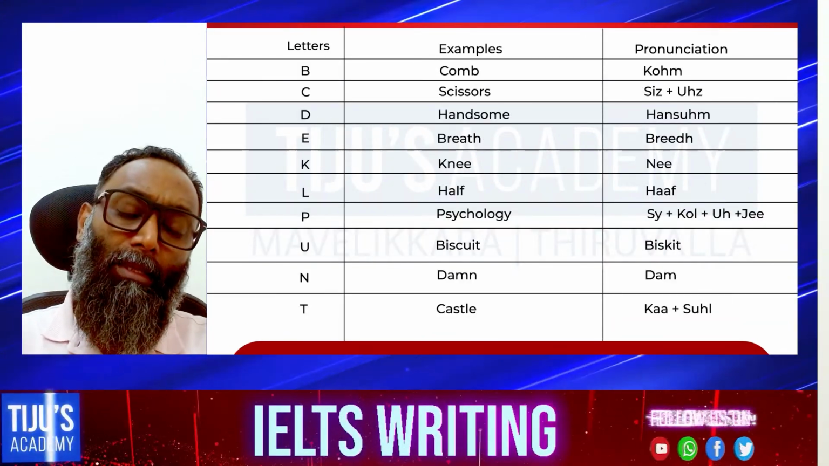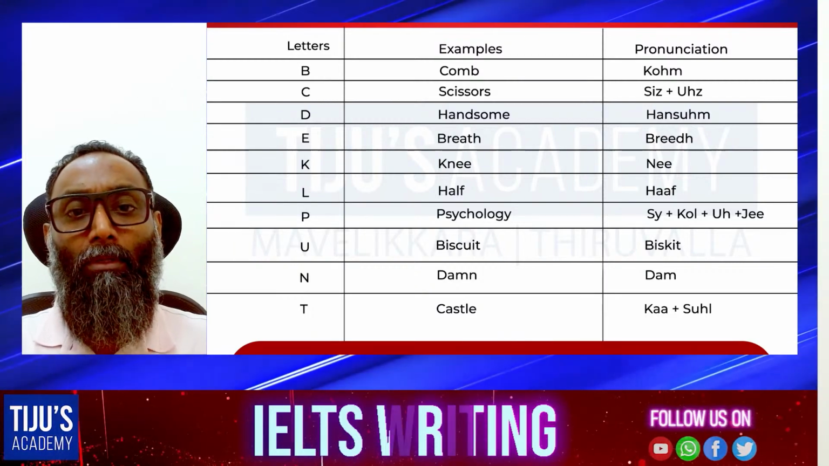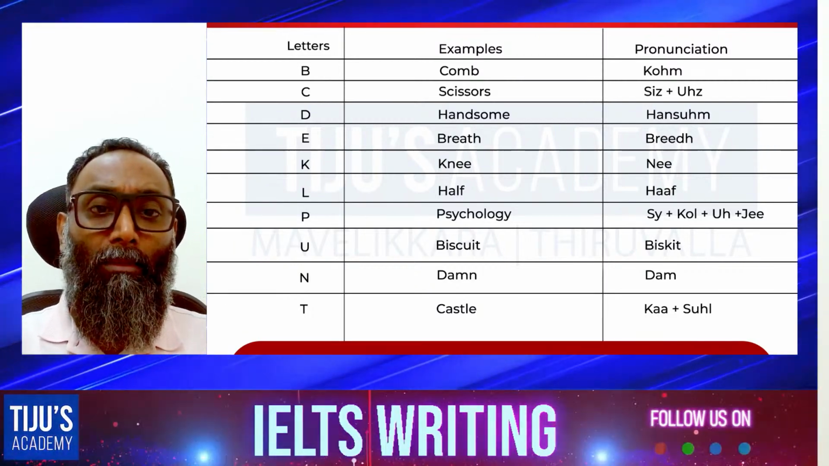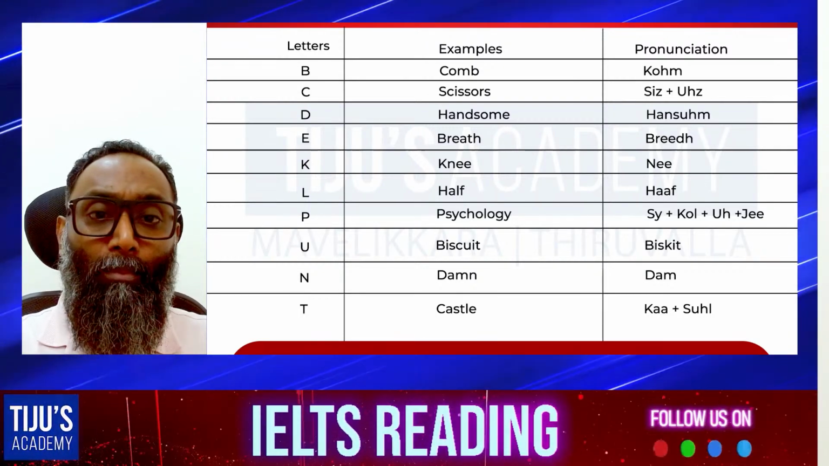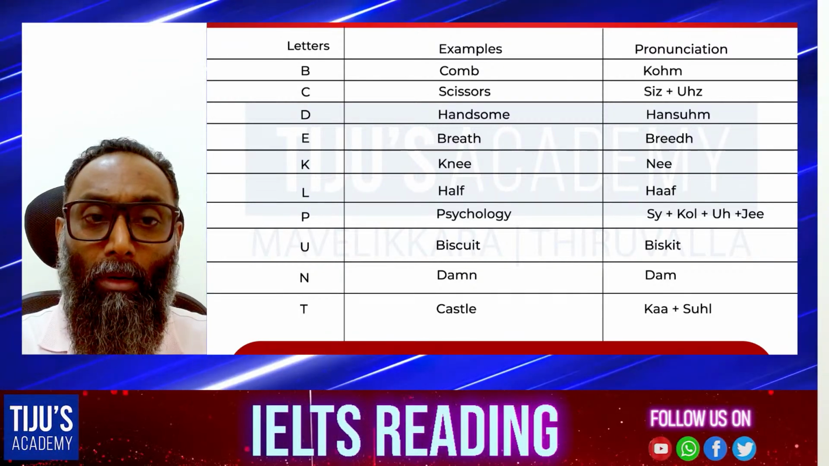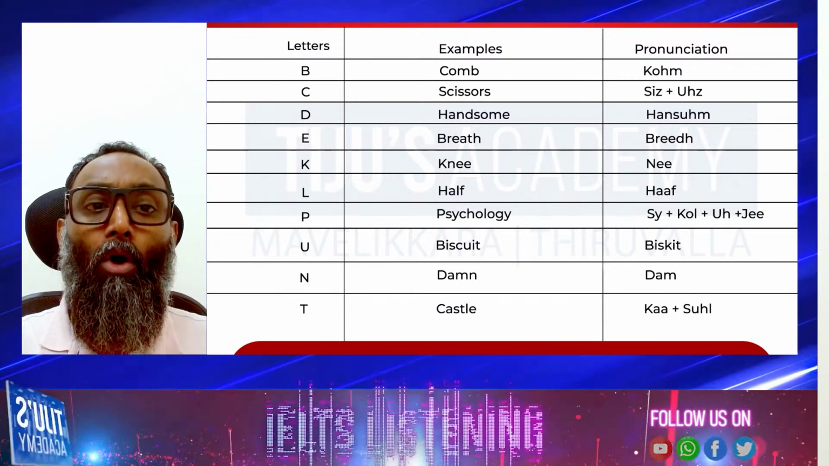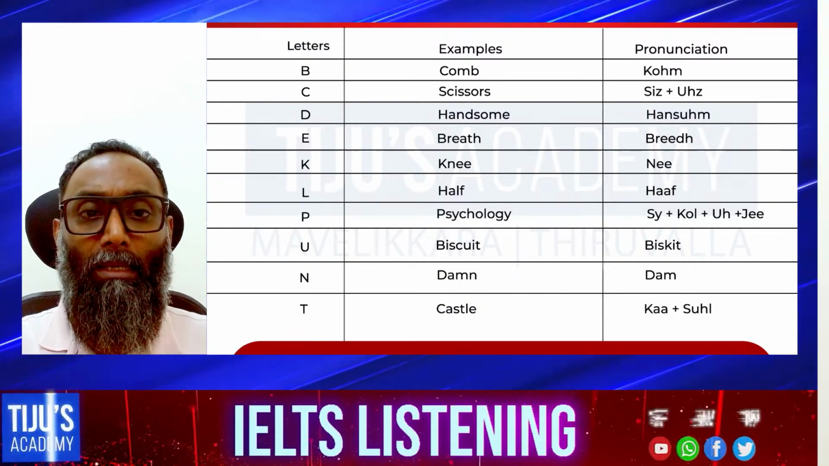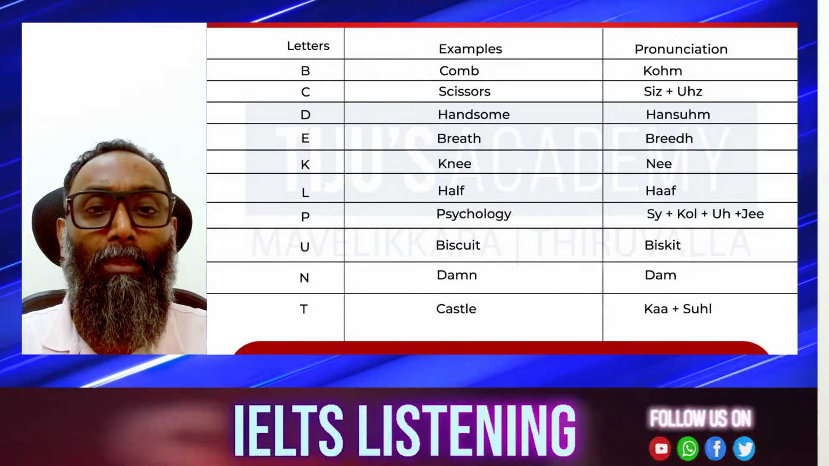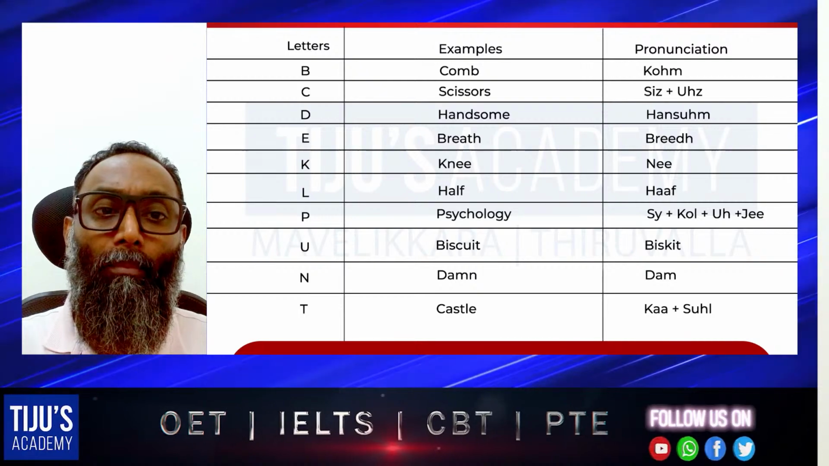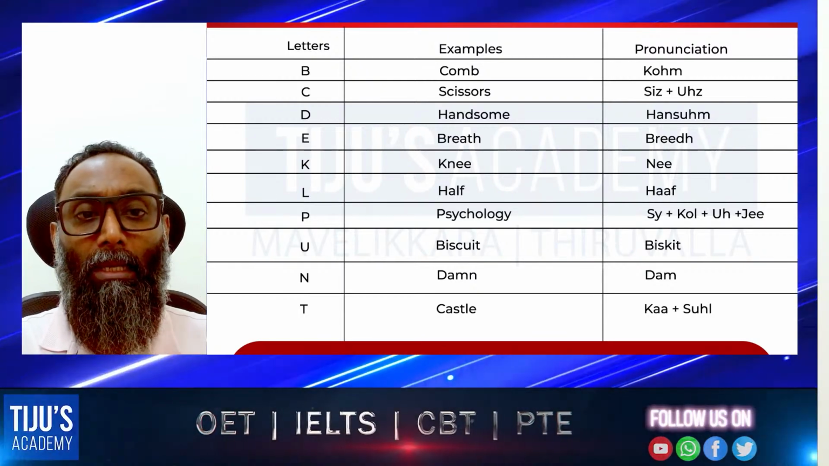As in the last slide, we saw the letter B. It's in comb, C-O-M-B. We'll never say the B, it's only comb. The B is silent there. We are not going to give emphasis on the letter B. Comb. That's it. The B is silent.